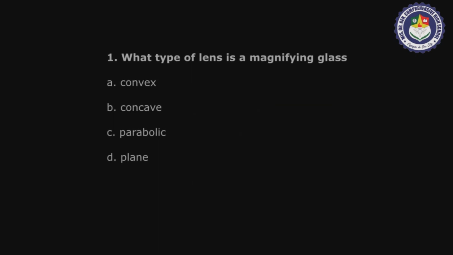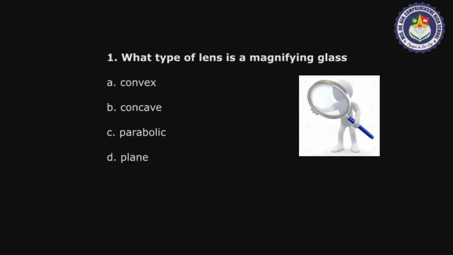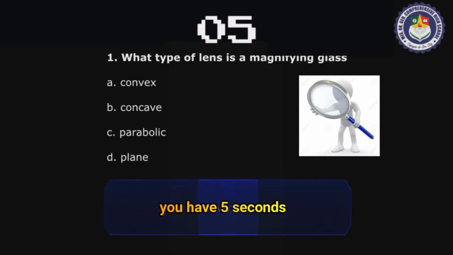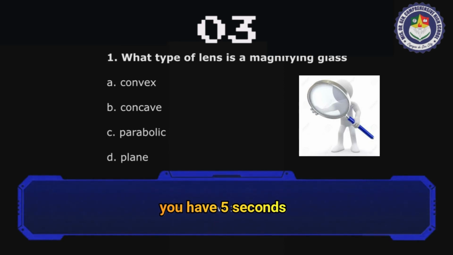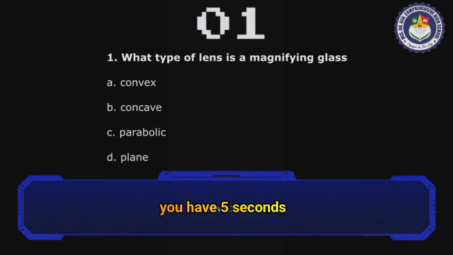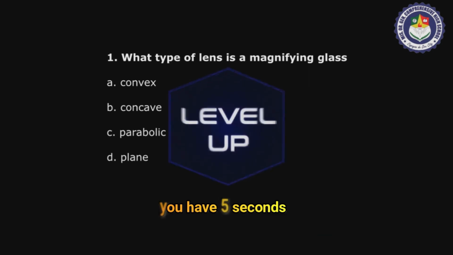Number 1. What type of lens is a magnifying glass? A. Convex. B. Concave. C. Parabolic. Or D. Plane. Go. Correct answer is letter A.